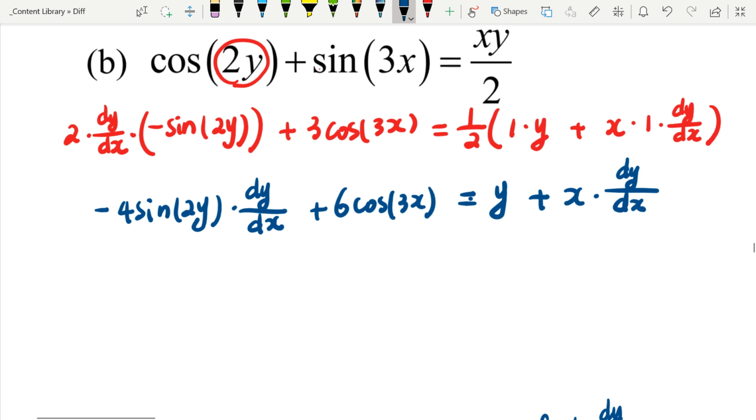So think about what's cosine 2x? What's the differentiation for cosine 2x? Minus 2 sine 2x. So I get exactly the same thing, just change x to y. So it's minus 2 sine 2y. You just differentiate the inside, that's 2. And then cosine becomes minus sine, so we have a minus sine 2y.